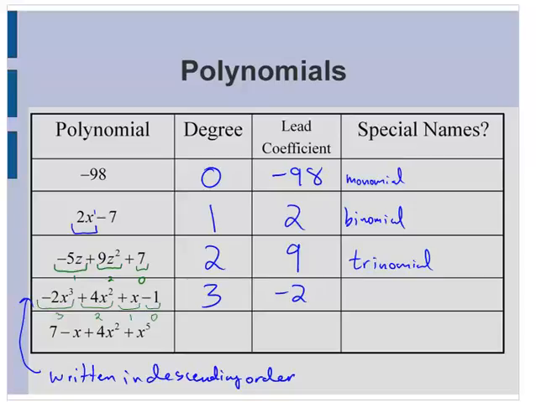Alright, looking at the degrees again. Degree 0, degree 1, degree 2, degree 5. The highest degree is 5, so that's the degree of the polynomial. And the lead coefficient is the coefficient on that monomial, and so the lead coefficient is 1. We generally like for polynomials to be written in descending order.